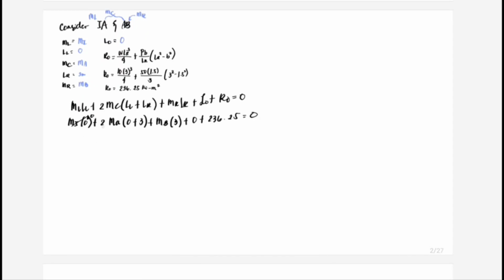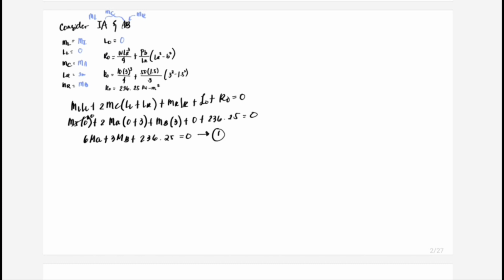Ito ay 0, so we have 2 times 3 is 6MA plus 3MB plus 236.25 equal to 0. This is equation 1.